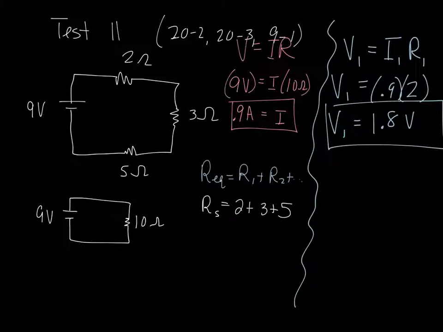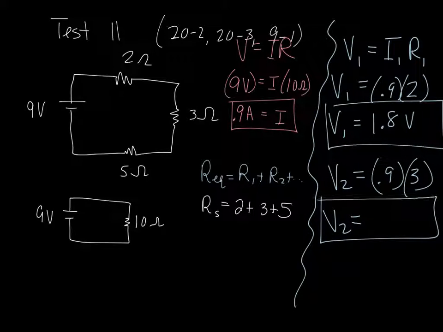How do I get V2? Tom? You just use a different resistor? Exactly. It's the same current for V2, it's still 0.9. But now we use 3 ohms for the resistance. And I get 2.7 volts. And then last but not least, the third resistor, 0.9.